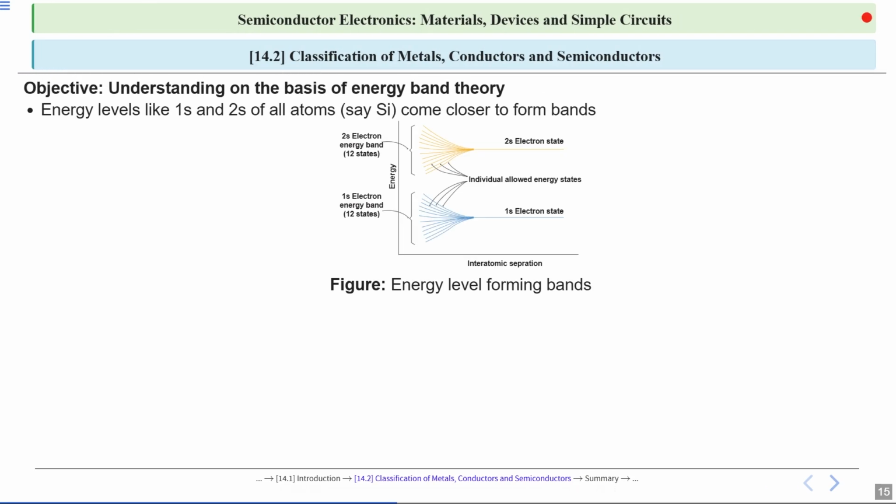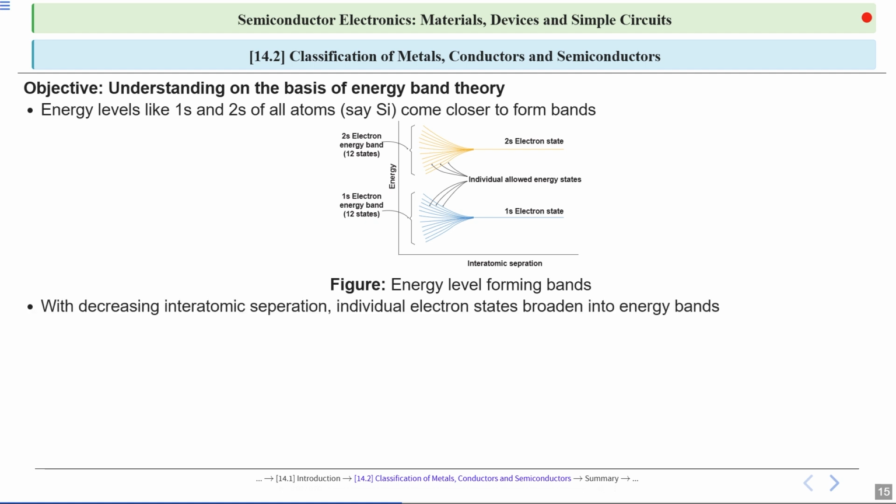In solids like silicon, individual atomic energy levels such as 1s and 2s come very close together when atoms bond. This closeness leads to the formation of energy bands, continuous ranges of energy levels. As atoms come close together, the space between them reduces, causing their electron energy levels to overlap. This overlapping leads to the formation of continuous energy bands instead of distinct energy levels.